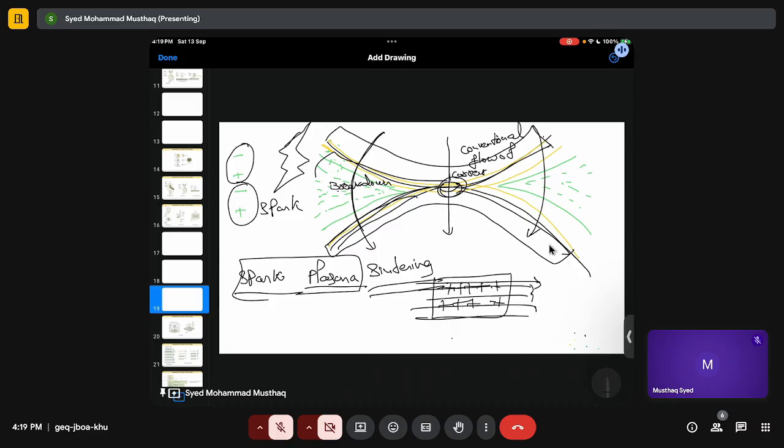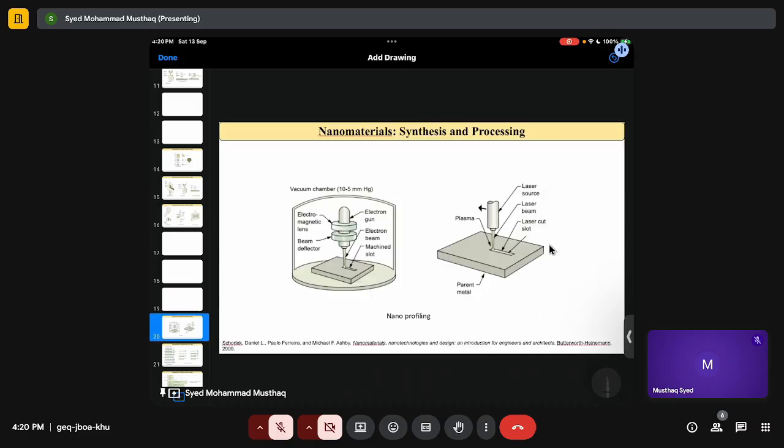So this is what happens there. I hope you people are clear now. Nanoprofiling, same. You take a laser, you melt very fast. You will have a small nucleation, and nucleation means small nuclei, very small, in the nano range. You will have a nano profiling. That's all.